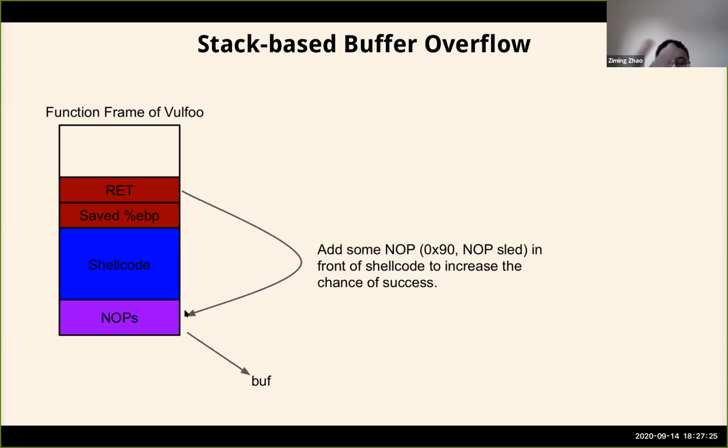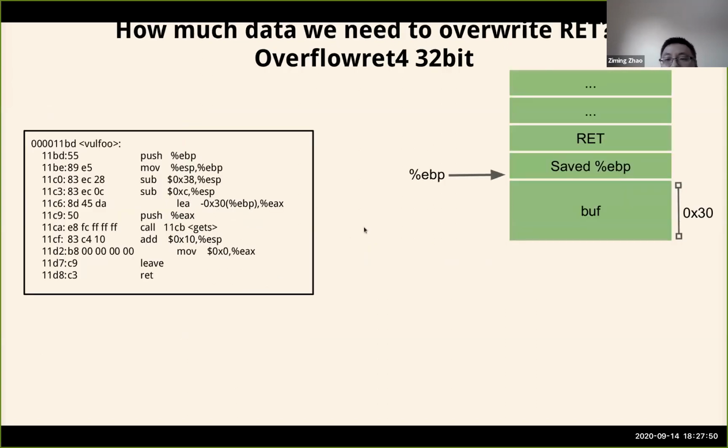This is not required for the example I'm going to show you, but it can be very useful in some hacking challenges. Because if you can put a huge sled there, the chance for you to succeed is much higher. You only need to jump to there. You don't need to find this address, right? So we're going to use Overflow 4 64-bit version as an example.